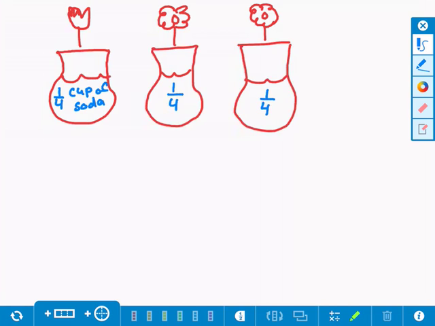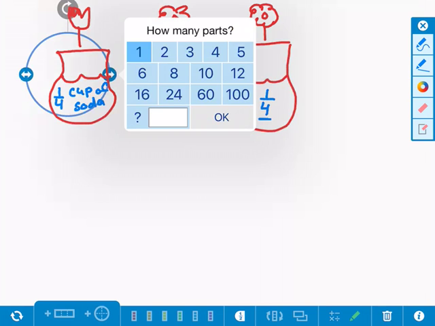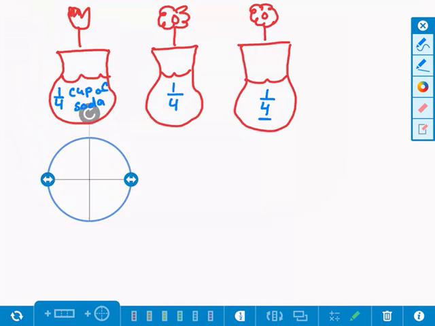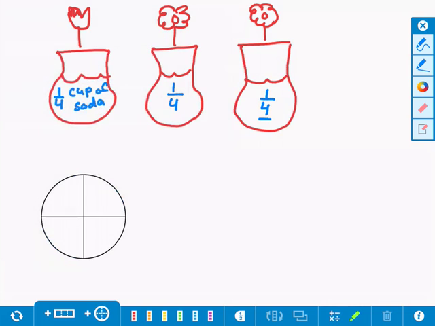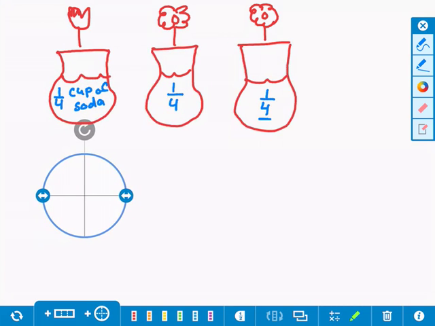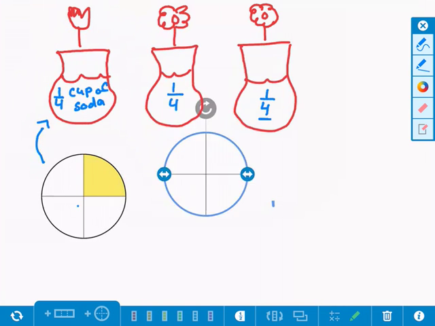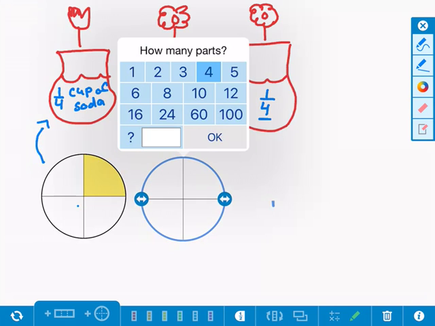So he needs 1/4 cup of soda. So that shows us that our denominator is 4. So to make a whole, we would need 4 parts. And we would need 3 of these because there's 3 vases. And he used 1/4. So this is a fraction circle that represents this vase. But we need more of these. We need 3 more.